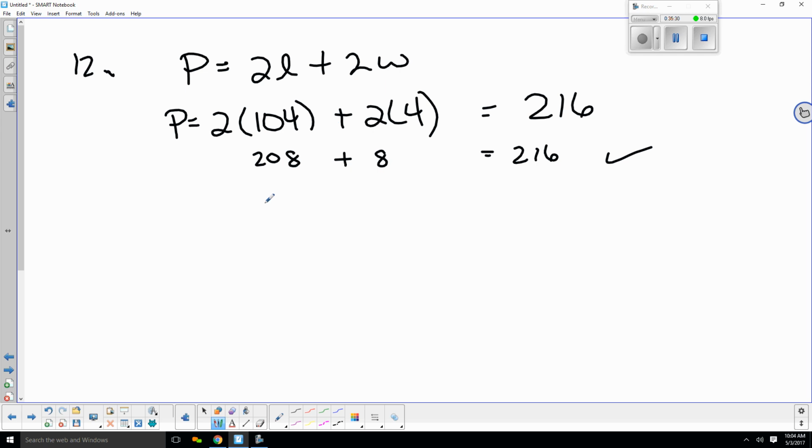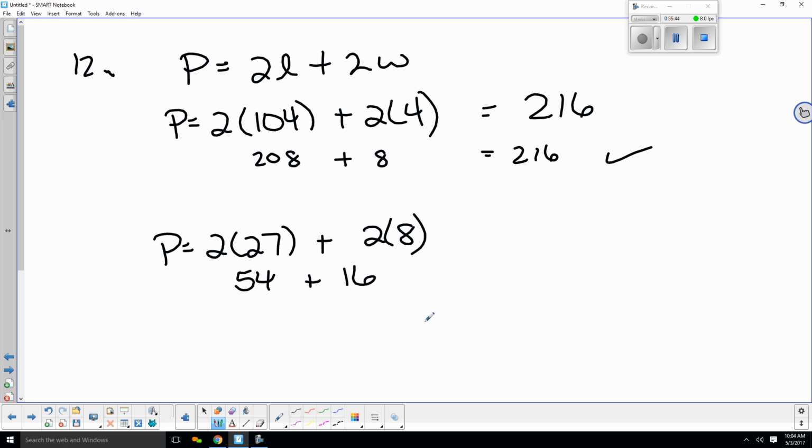Let's just go straight down. 27 and 8. So what's 2 times 27? 54. And 2 times 8? 16. What's 54 plus 16? 70, I'm sorry. 70. That one does not work. Go on down. So we're going to plug in 62.